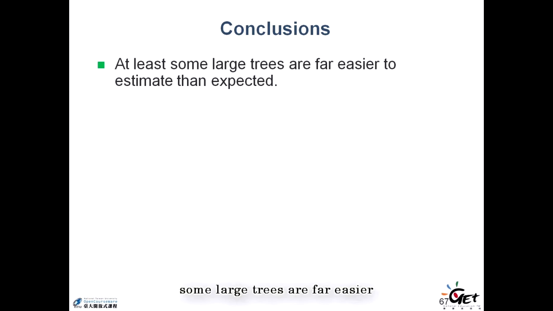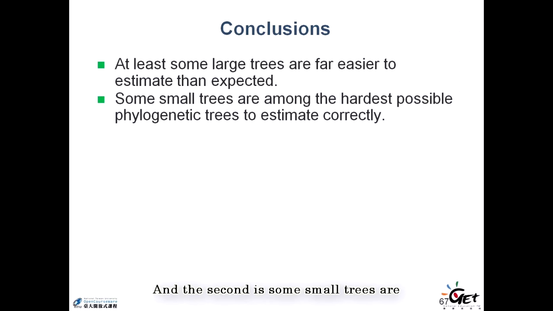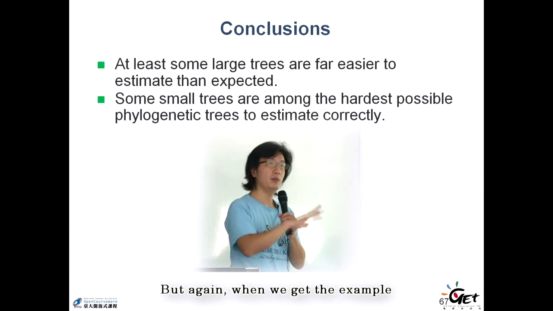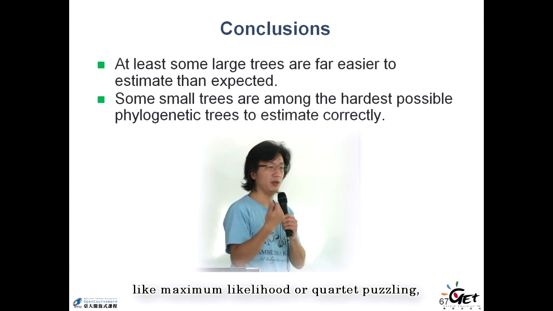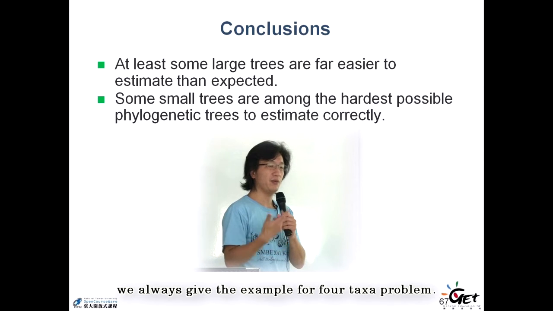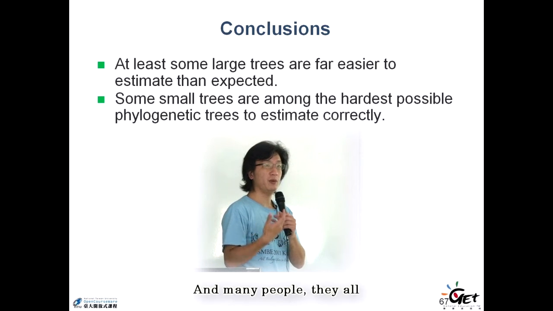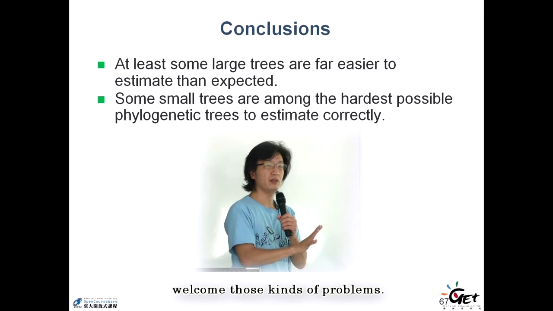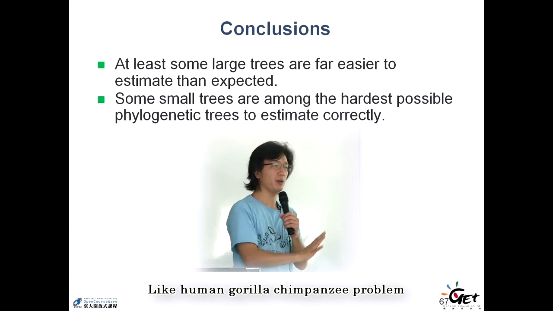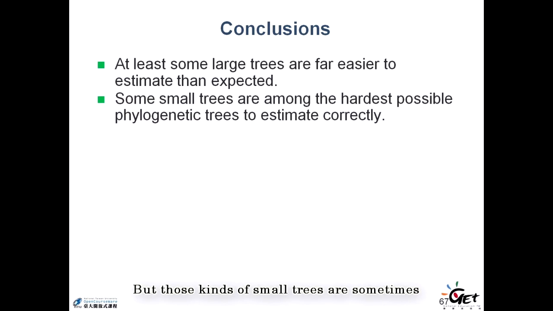The conclusion is that at least some large trees are far easier to estimate than expected, and some people will really worry if we have a large tree problem, and how do we deal with it. And the second is that some small trees are very difficult to calculate. But again, when we give the example like maximum likelihood or quartet puzzling, we always give the example for a full taxa problem. And many people work on those kinds of problems, like the human, gorilla, chimpanzee problem. But those kinds of small trees are sometimes very difficult to estimate correctly.